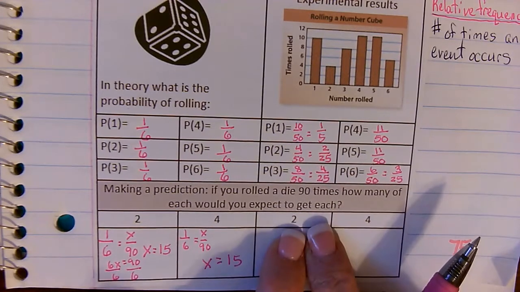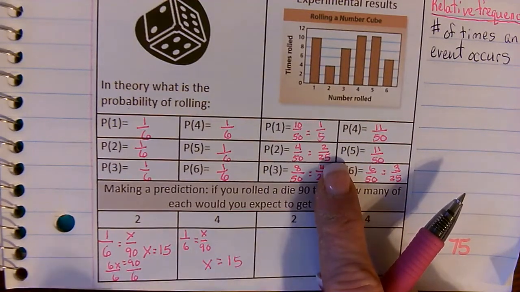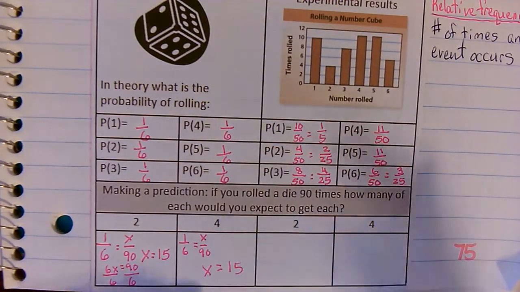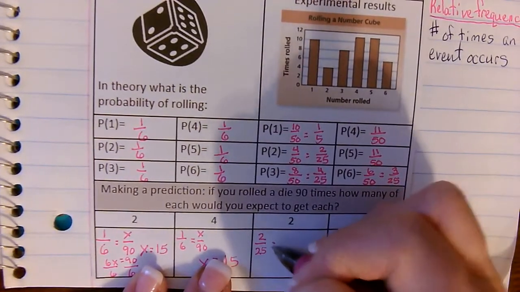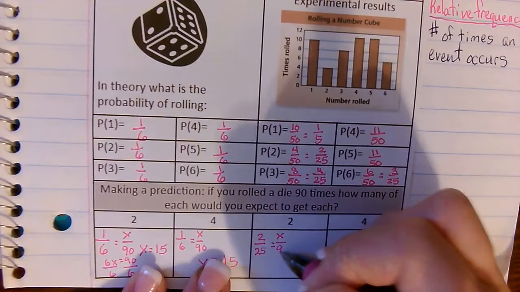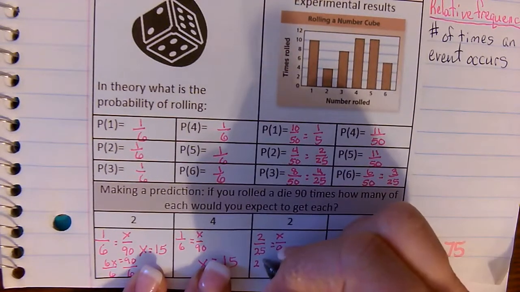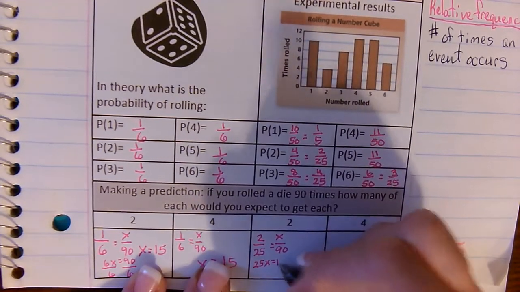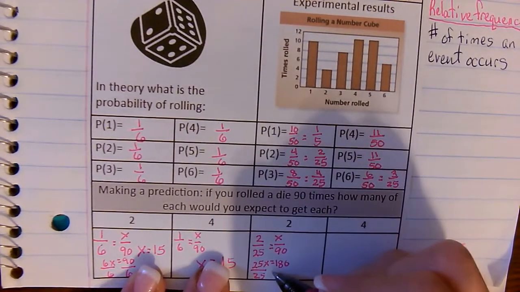So let's look. Rolling a 2. Up here the probability of rolling 2 was 2 over 25. Well, if I do that 90 times, 2 over 25 equals x over 90. I'm going to multiply my diagonals and divide the other side. I'm going to end up with a decimal answer. So I'm not going to get an exact number for outcomes. So that is 25x equals 180. And divide both sides by 25.